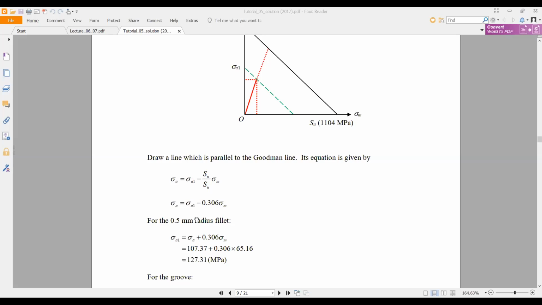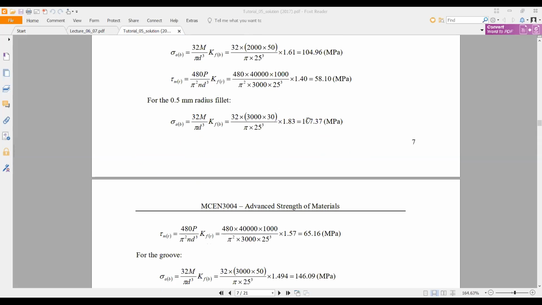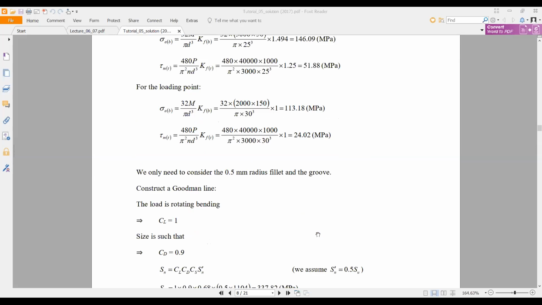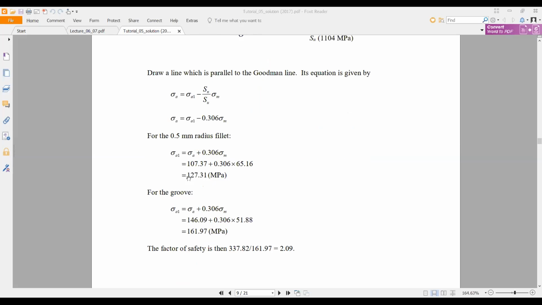So you can see this equation, they rearranged it to make this the subject. Then sigma a is, if you find it for the 0.5 pillar, this is sigma a, this is sigma m. Just substitute here, you can see the substitution, then you can get the maximum alternating stress. At the groove also you can substitute in here. So from these two you can get the maximum one. This is the maximum one at the groove. So for the factor of safety, you need to consider the maximum one.